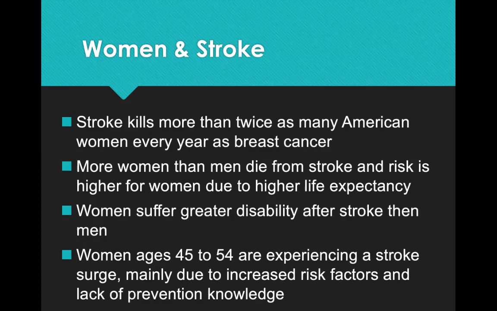The risk is also higher for women because of the higher life expectancy, meaning that they tend to live longer, so they tend to die from things like strokes instead of from trauma situations or other issues. They also tend to suffer a greater disability after a stroke than men do, so women are left with the ramifications of stroke for a longer period of time. And women between the ages of 45 and 54 are experiencing a stroke surge, right? And when we look at it, we can say there's increased risk factors and a lack of prevention knowledge.